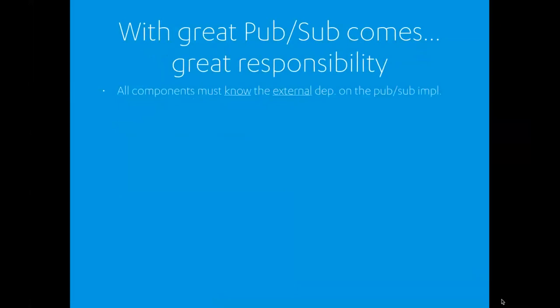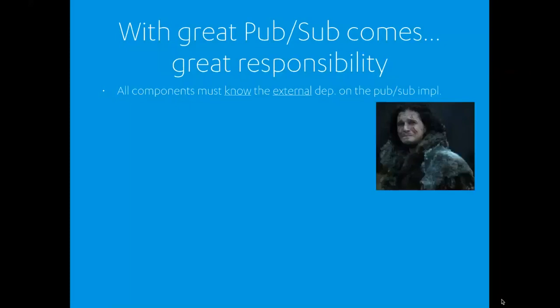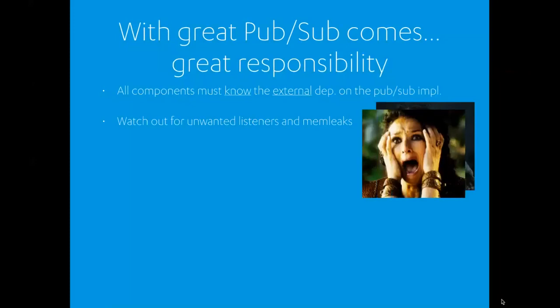One of the things is that, contrary to the rule that we've just made, we're going to have to make an exception to the rule that the component does not know anything about its surroundings. The component absolutely needs to know the implementation of the pub-sub pattern that you're using. So that's already breaking the rules that we just set. The other thing is that you need to watch out for unwanted listeners and potential memory leaks, which is the dread of every developer out there.